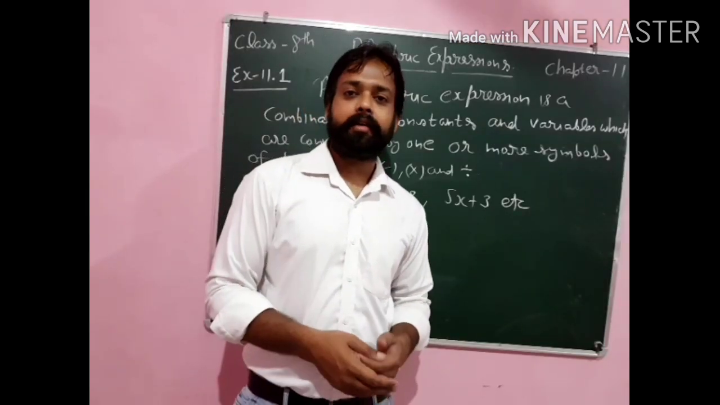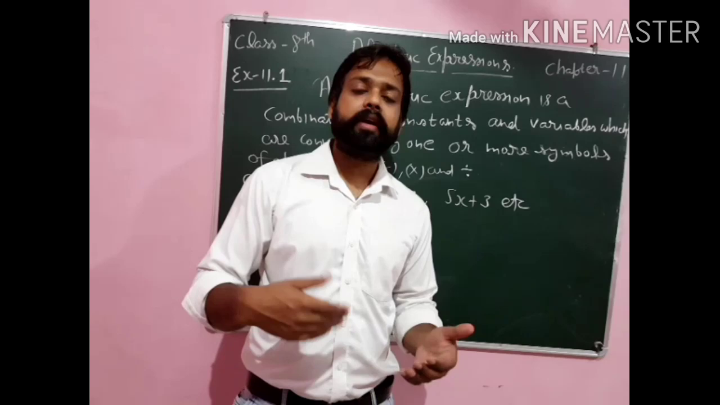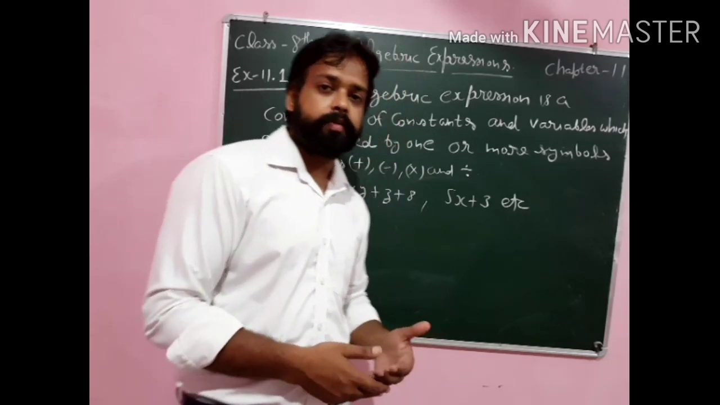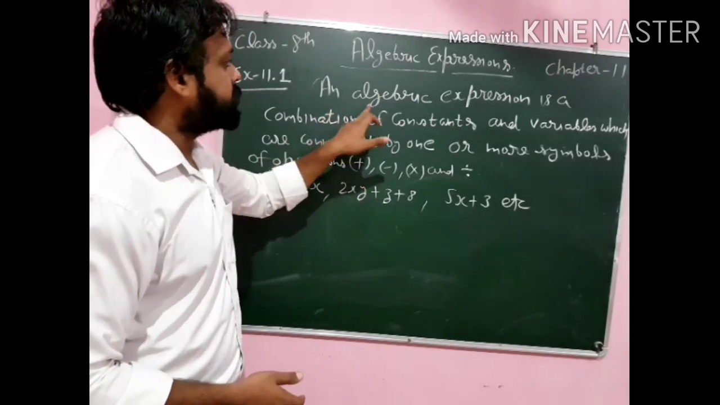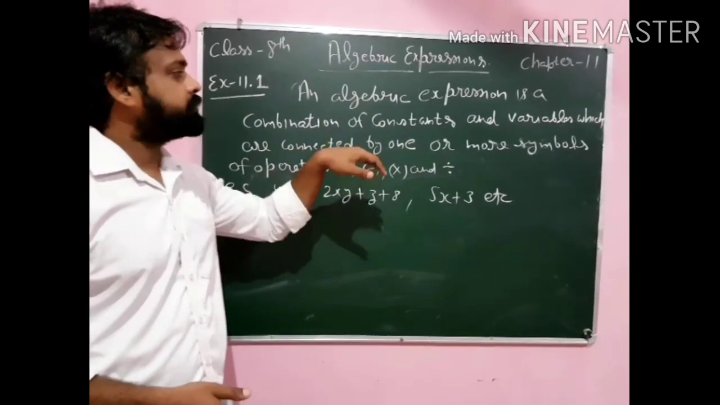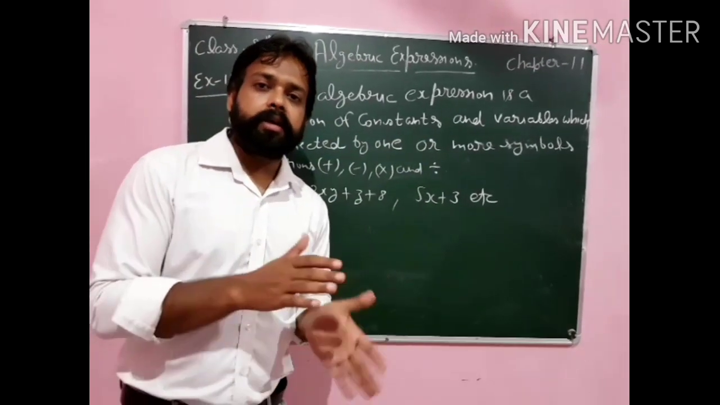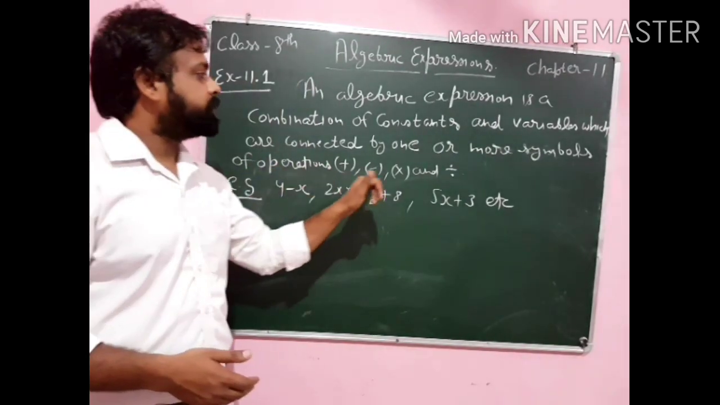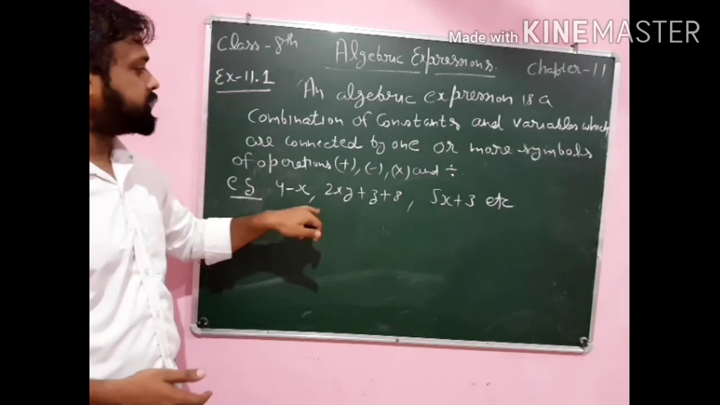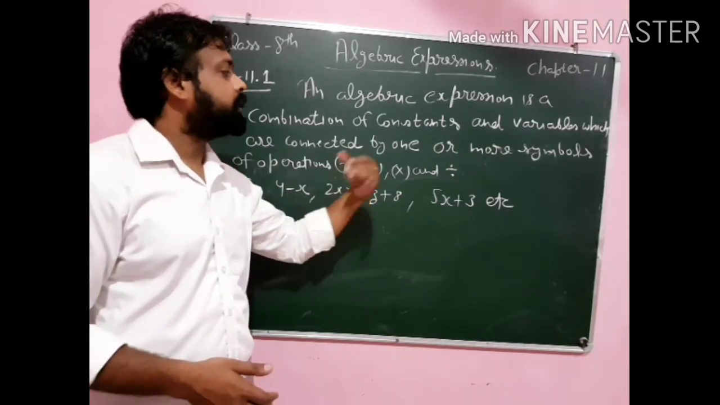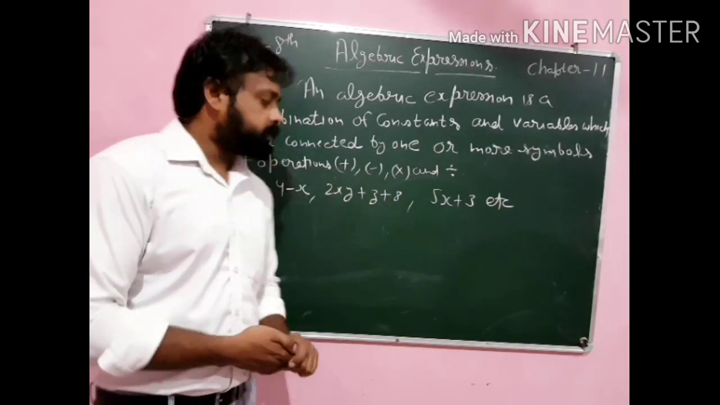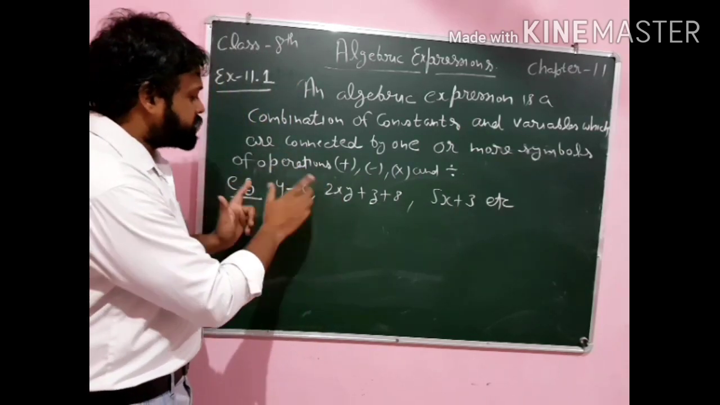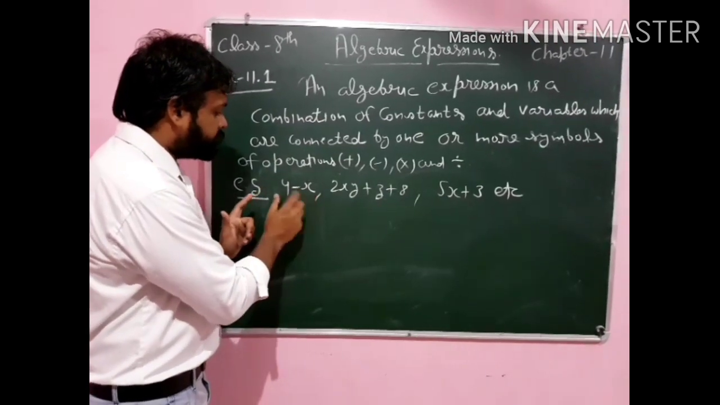Okay, after understanding the concept of constant and variable, now we are able to understand an algebraic expression. Okay, what is an algebraic expression? You can see an algebraic expression is a combination of constants and variables which are connected by one or more symbols of operation: plus, minus, multiplication or division.